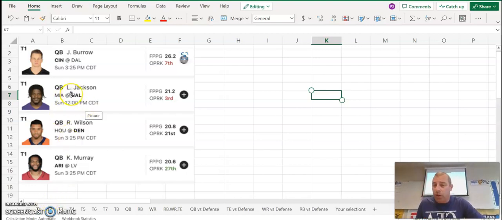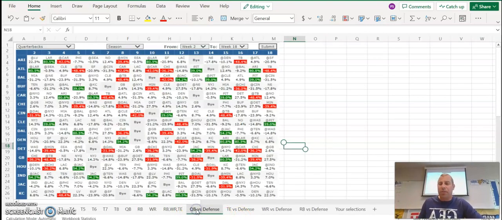All right, next one here, we're looking at L. Jackson. We see it's MIA at, okay, BAL is darkened in. So again, Baltimore, we don't need to know that. I'm going back to the QB versus the defense. I'm finding BAL, and I see, okay, negative 31.2. So they're playing against Miami, and last week the quarterback did not do well against the Miami defense.